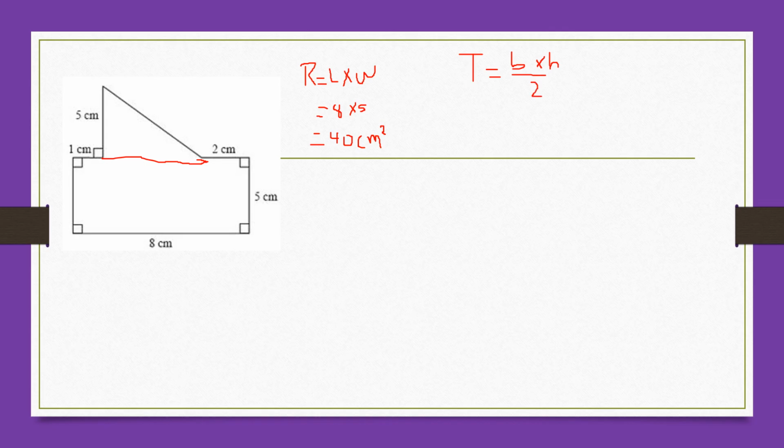Here, students, what is the base? I know that from here up to here is 8. I already have 3, so if I put 5 here, then I need to say 5, 2, and 1, right? So the base is 5 and the height is 5. So I will say 5 times 5 divided by 2.